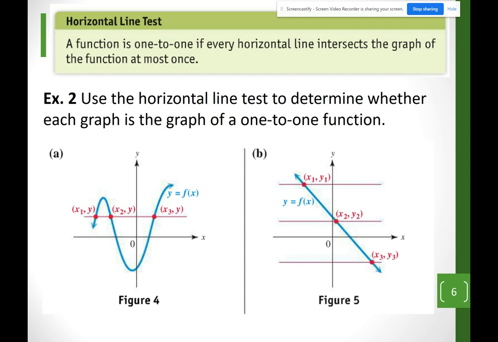Now, some people might say, well, what if I come up with something like this? I touch it more than once. Yeah, that's not a line. That's some curves. Remember, a line is something straight. So no, we cannot do that.